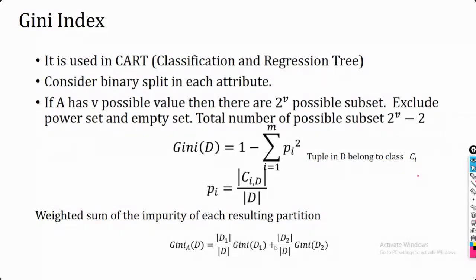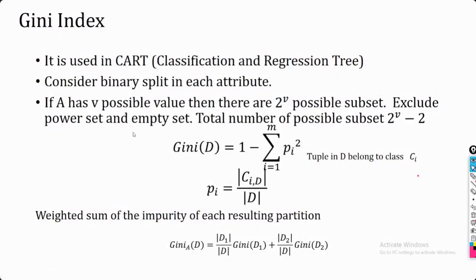Okay, so if it is having these two divisions and we try all possible values, we will have 2 to the power v possible subsets. But in one subset you will have the full set, and in the other subset you will have the empty set. So these 2 I can remove. In total you will have 2 to the power v minus 2 possible subsets. This just represents how many combinations you can have. If you have v values, how many divisions can you have.